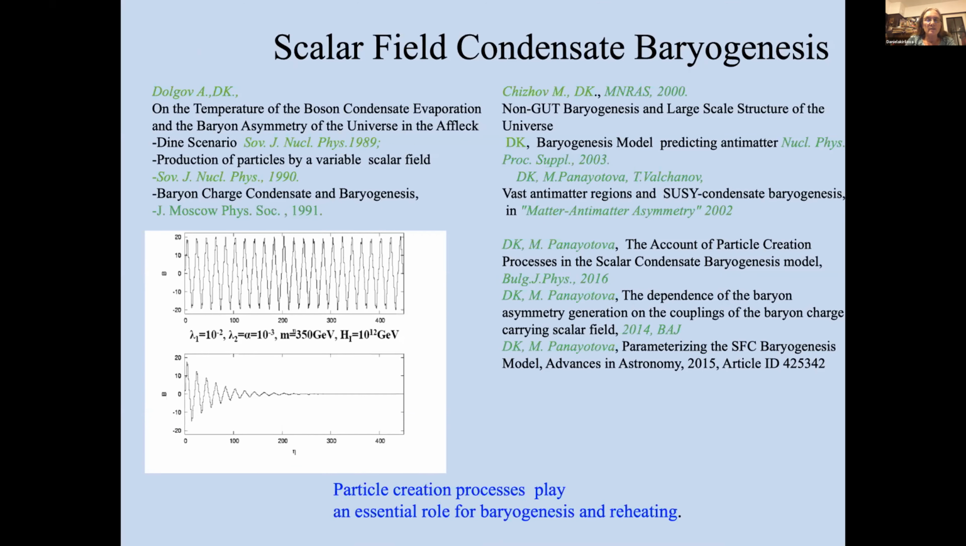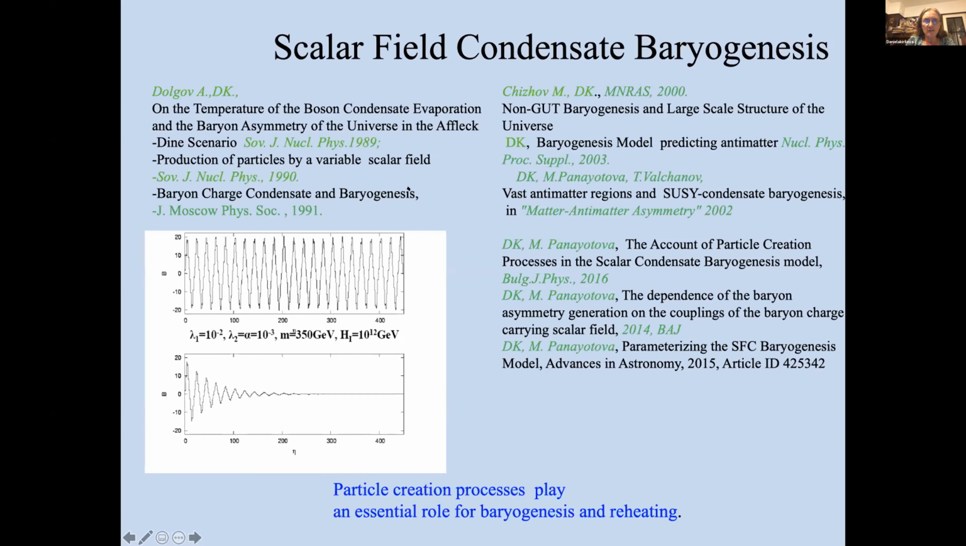First ideas about this baryogenesis model and its analytical construction were made in our papers in 1989, 1990, when we were interested in the possibility of low temperature baryogenesis with Dolgov, who was my supervisor at the time. Then I worked with Chizhov concerning the applicability of this type of baryogenesis for explaining the large scale structure of the universe, especially the quasi-periodicity at large scales. And with Mariana, we were interested in the numerical account of particle creation processes for this type of baryogenesis, because as early as the 1990s, it was realized that particle creation played an essential role for baryogenesis and reheating.